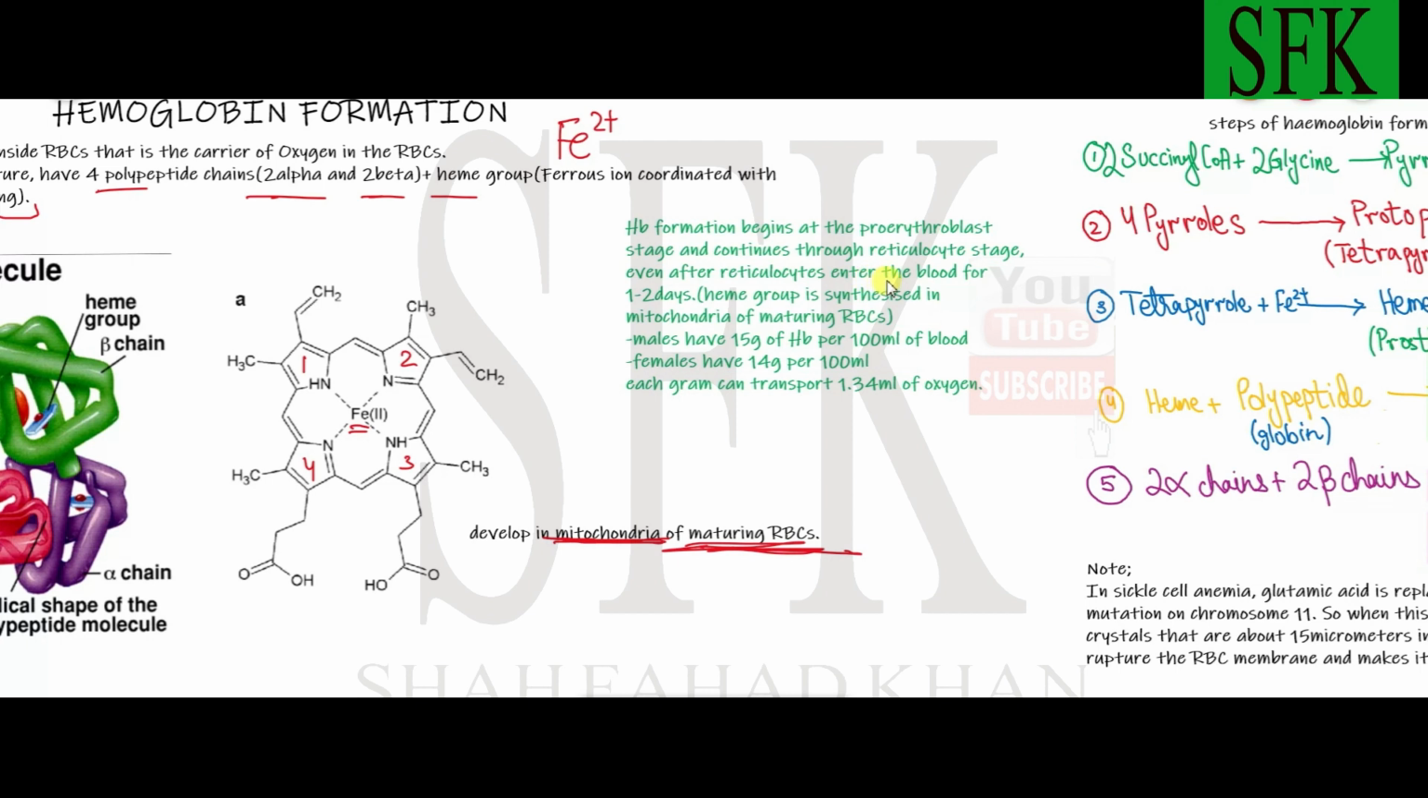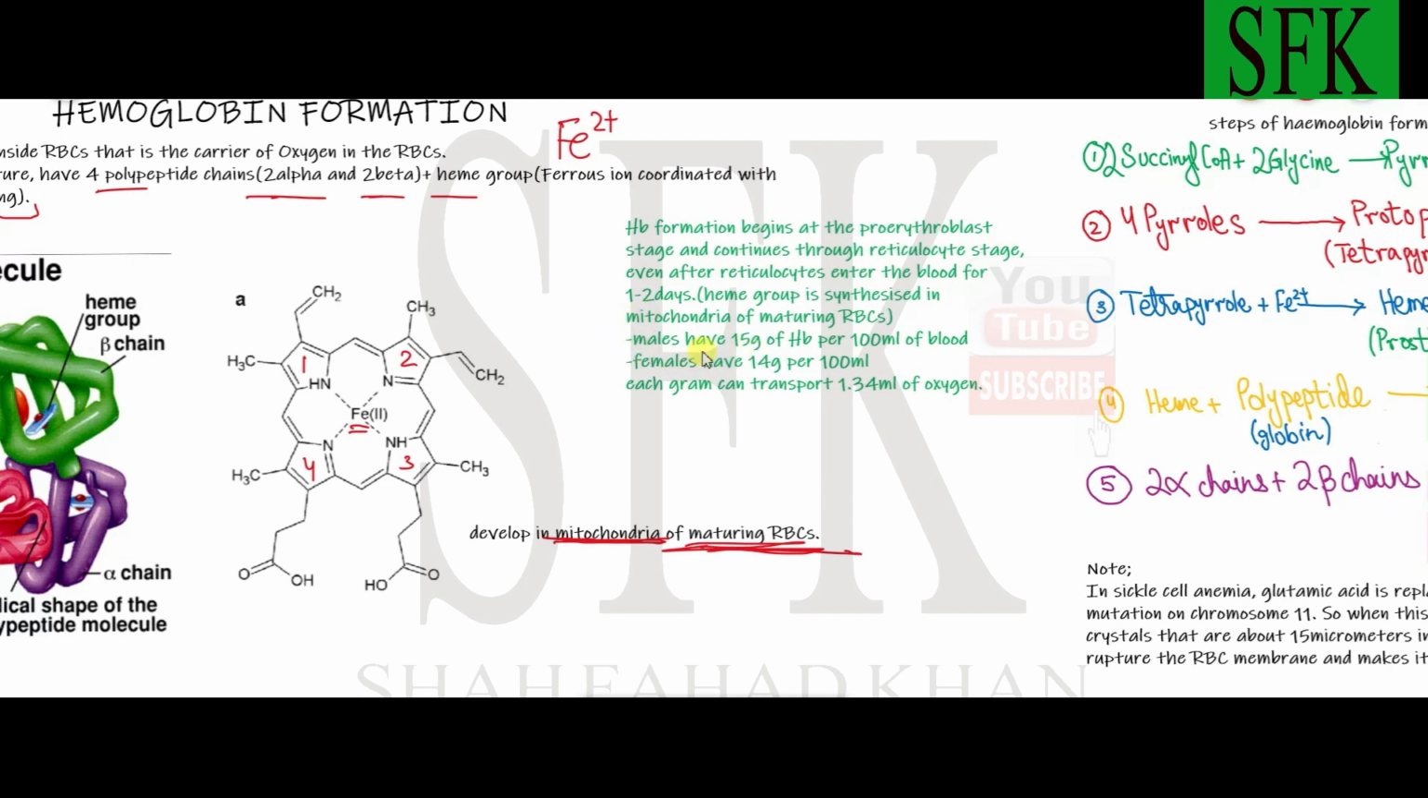Even after the reticulocytes enter the blood, for 1 to 2 days, this heme group is synthesized in the mitochondria of the maturing red blood cells, because even after the reticulocytes enter the blood circulation through the process of diapedesis, they are not fully matured, and the reticulocytes still synthesize hemoglobin inside of them until, after 1 to 2 days, the hemoglobin concentration reaches a maximum value.